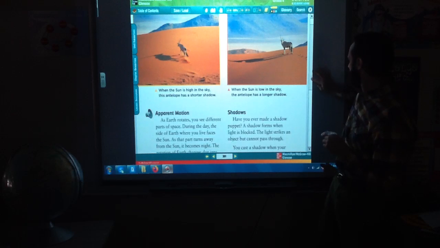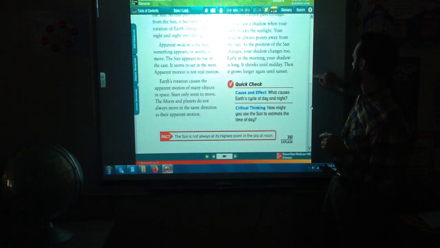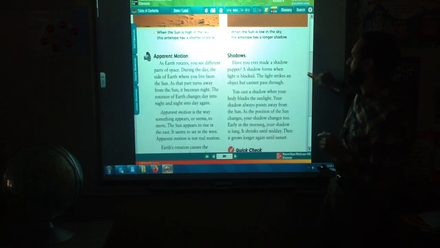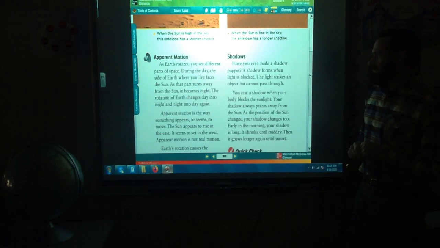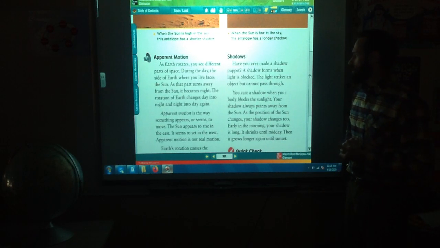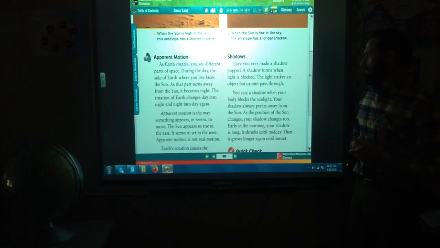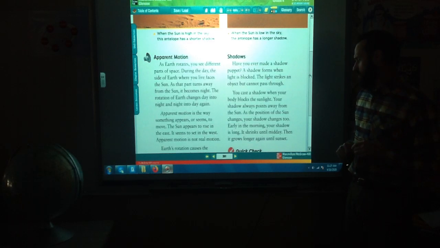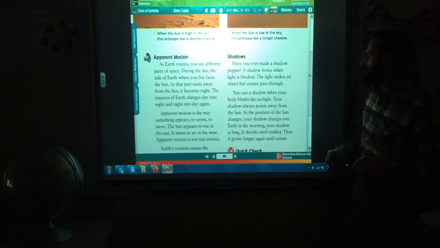Shadows. That's the last thing that I'm going to talk about today with you. This thing is not working for me. Have you ever made a shadow puppet? I'm sure all of us have done that. A shadow forms when light is blocked. The light strikes an object but cannot pass through. You cast a shadow when your body blocks the sunlight. Your shadow always points away from the sun. As the position of the sun changes, your shadow changes too. Early in the morning, your shadow is long. It shrinks until midday, then it grows longer until sunset.